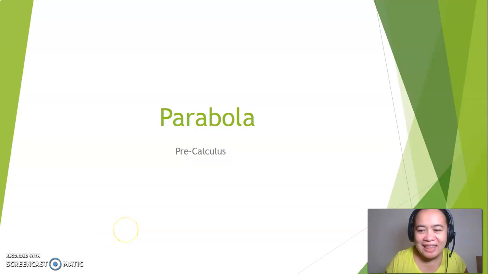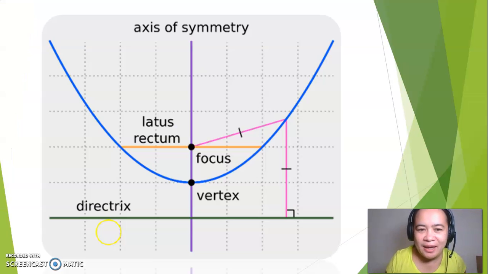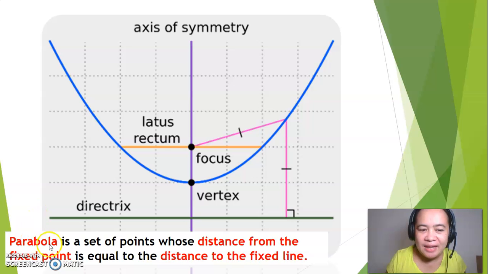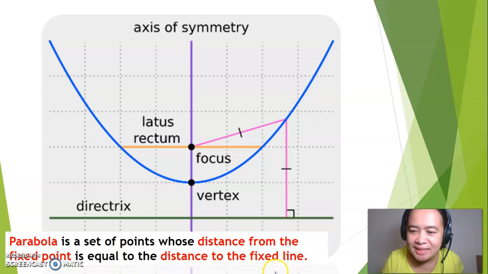Hello everyone. In this video, we will learn all about parabola. A parabola is a set of points whose distance from the fixed point is equal to the distance to the fixed line. Now in this graph, these are the basic parts of the parabola. The fixed point is termed as the focus, and the fixed line is considered as the directrix.